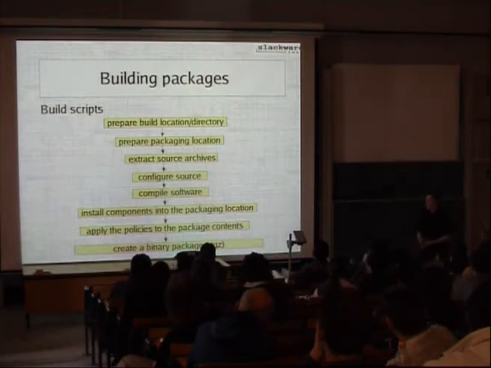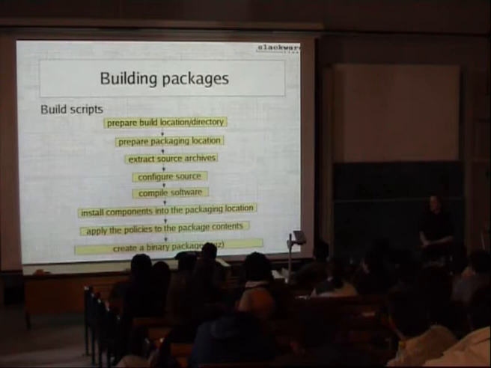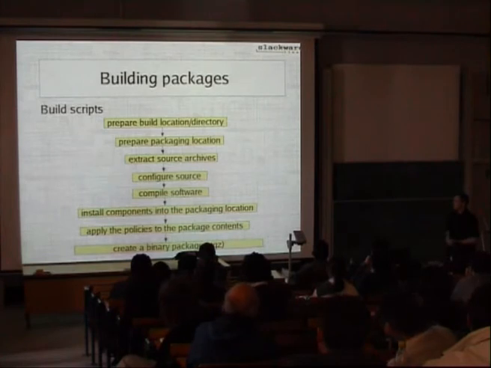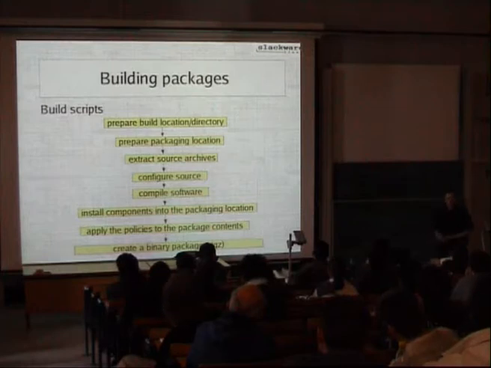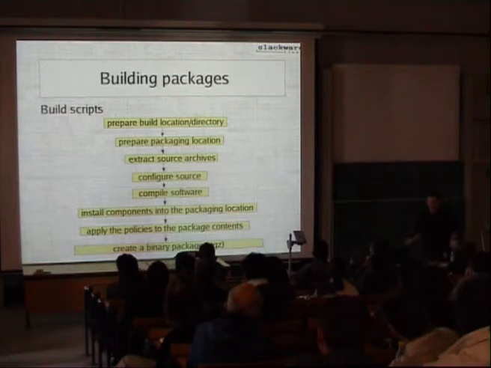But first, before we do that, let's have a look at what a build script is, my definition of a build script. A build script is essentially a set of instructions, either a makefile, spec file, or a Slackware build script. Firstly, we'll prepare a build location, so that's just a directory, and a package location, which is also just a directory. We'll then proceed to extract the source archives, configure the source, compile the software, install the components into the packaging location, apply the Slackware packaging policies, such as stripping, gzipping man pages, info, and so on. And finally, we'll create the package.